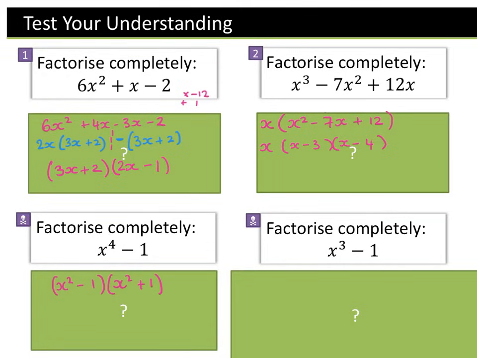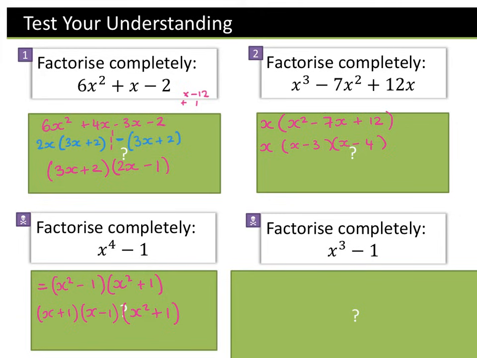Now, for the last one, factorise completely. Oh, wait there. We missed a step on this one here. x squared plus 1 I can leave, but x squared minus 1 is also a difference of 2 squares, which is going to give me x plus 1, x minus 1, and then I'm going to have the x squared plus 1, and that's fully factorised. But if you got to this step here, that's a really good step. But watch out again for these differences of 2 squares.